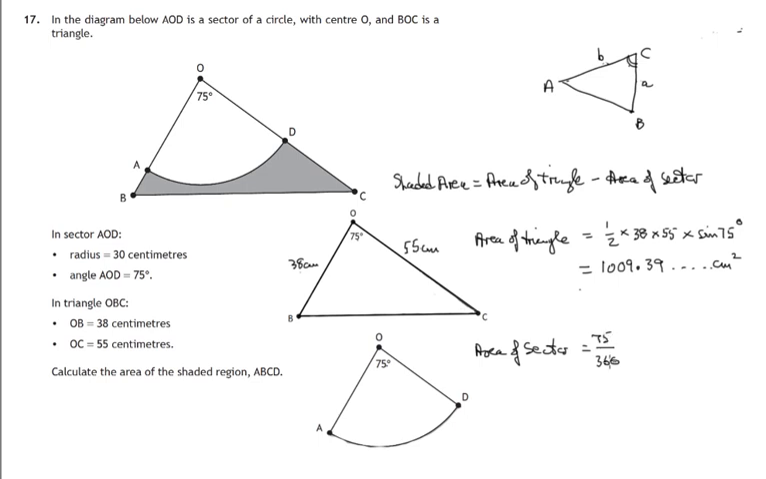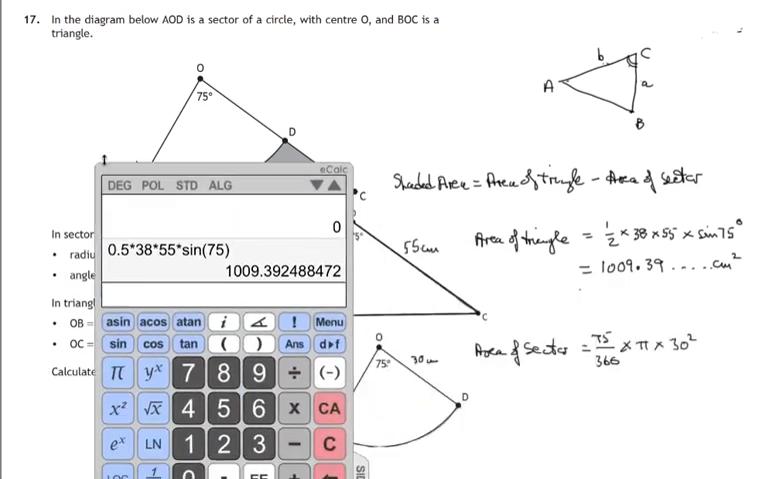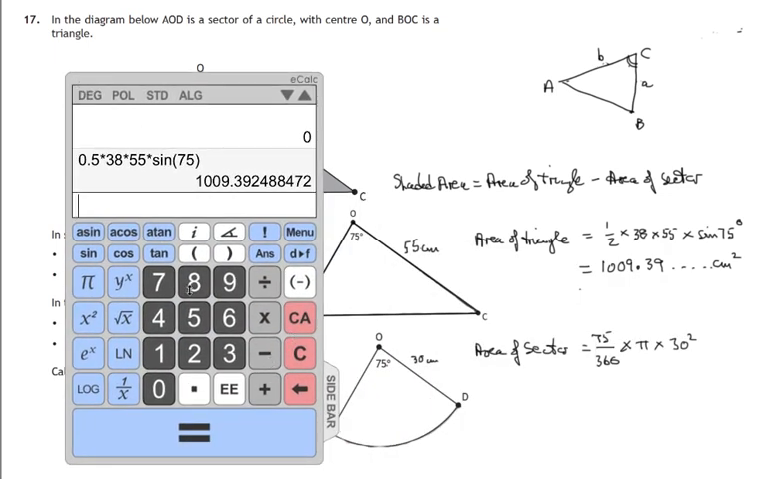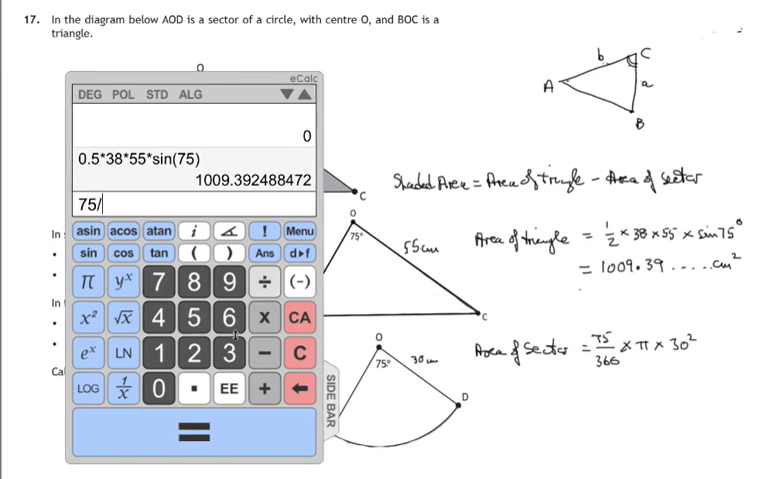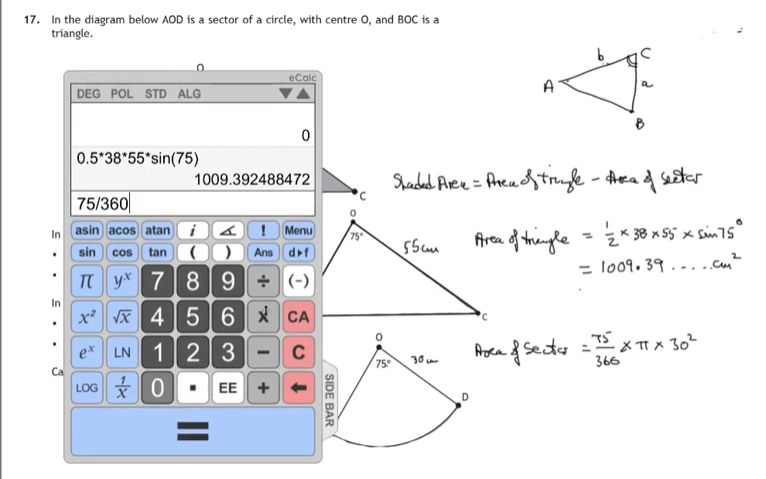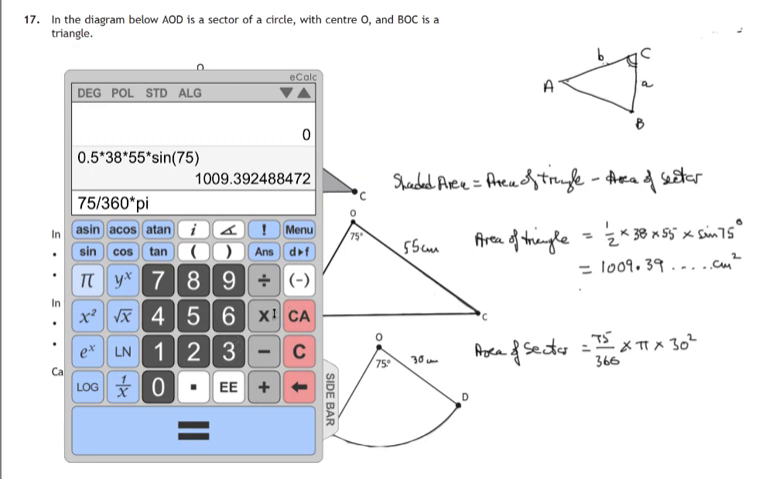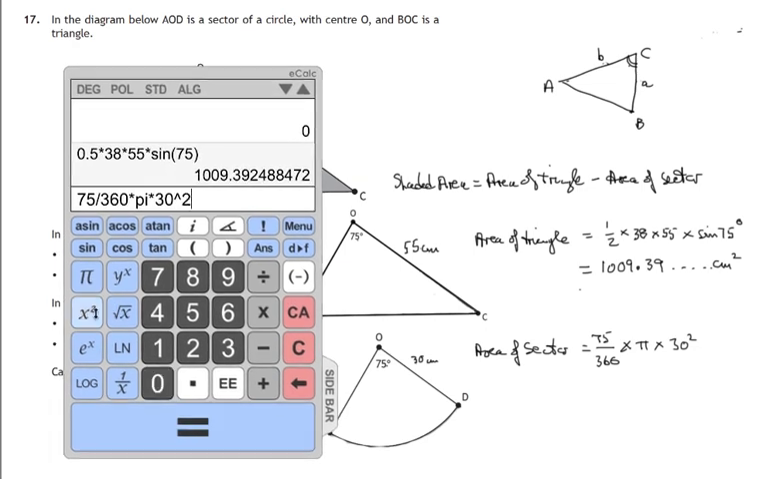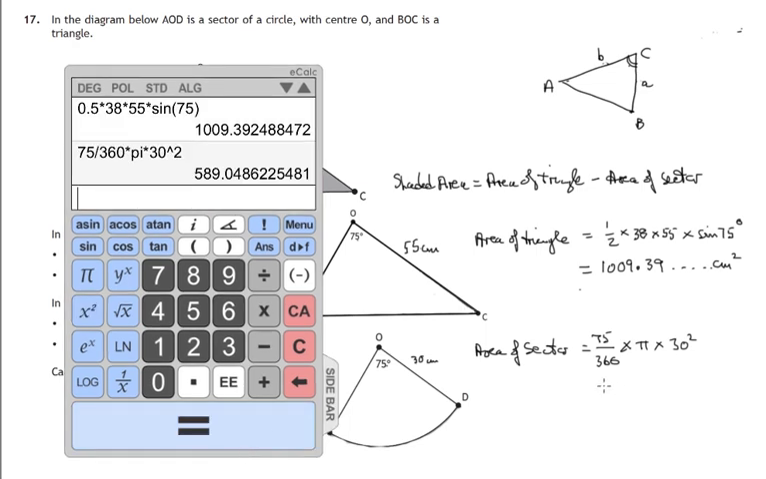So it's a fraction, 75 over 360 of pi r squared, where the radius, we're told, is 30 centimetres. So it's pi times 30 squared. So there's our second calculation to find the area of that sector. So let's forge ahead with that. 75 divided by 360 times pi, let's use the pi button, times 30 squared. That comes to 589.04, etc.